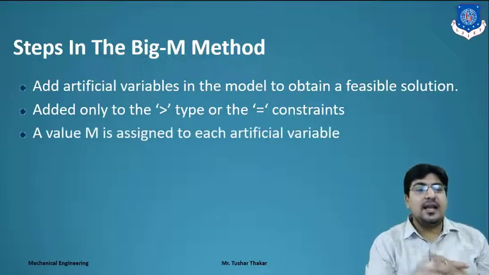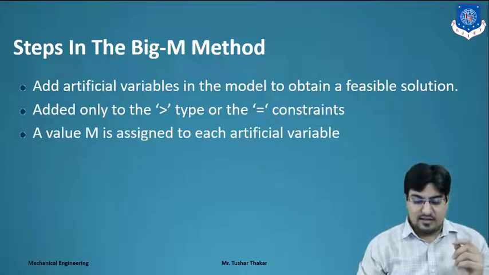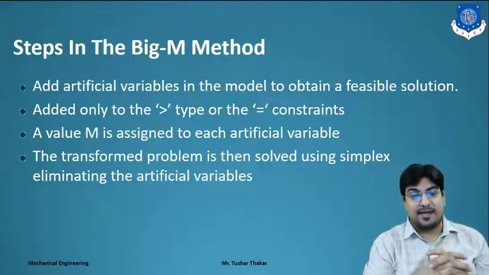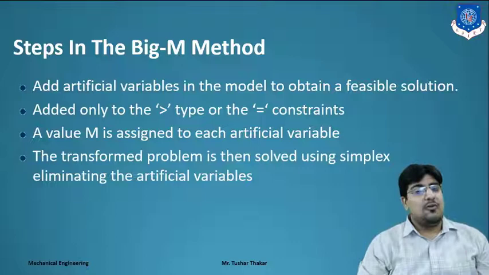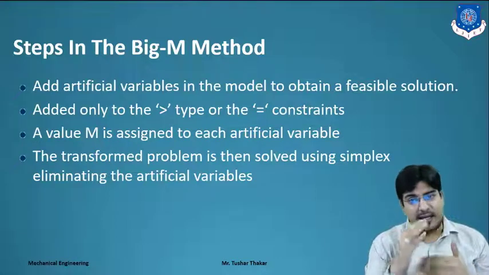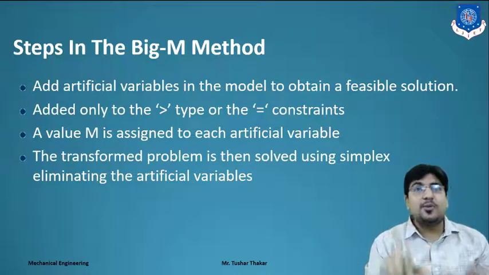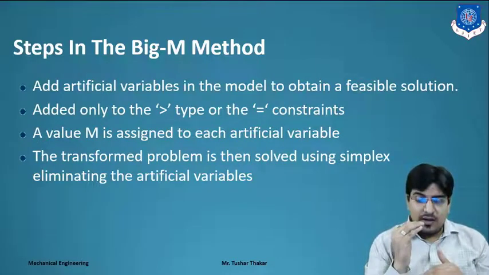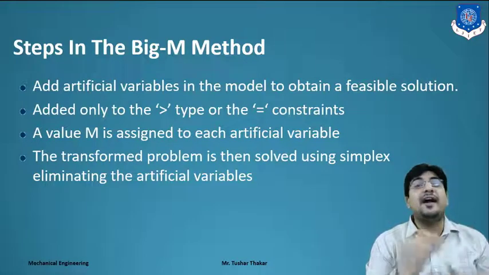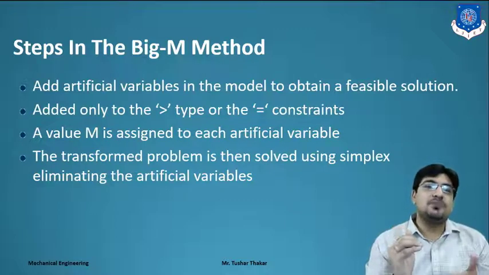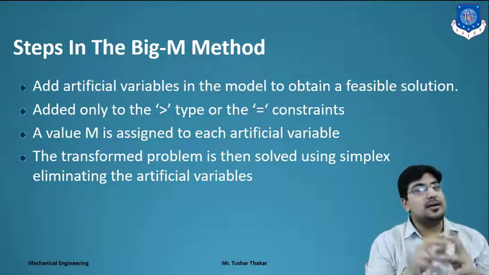So a value of M is assigned to each artificial variable. The problem is then solved using the simplex method, eliminating the artificial variables. First we have to modify or convert that equation by introducing surplus and artificial variables, and then after that formulation we solve by the simplex method only. That's why we say this is a modified simplex method. We solve it by the simplex method, but before that we have to introduce an M variable by eliminating the greater or equal to sign.